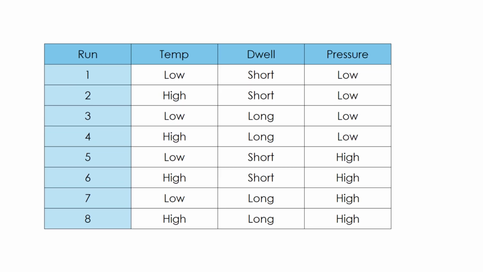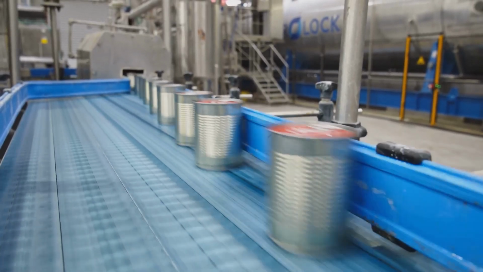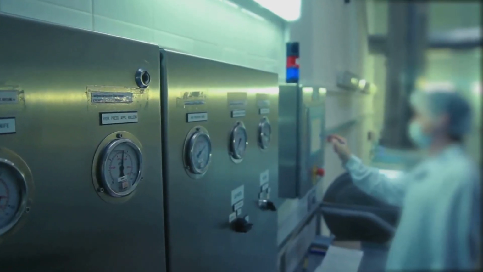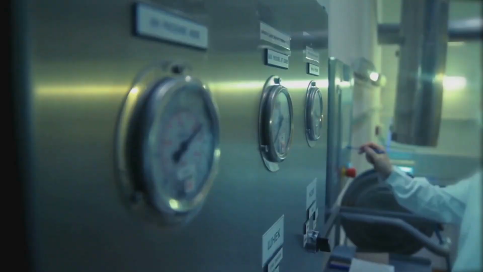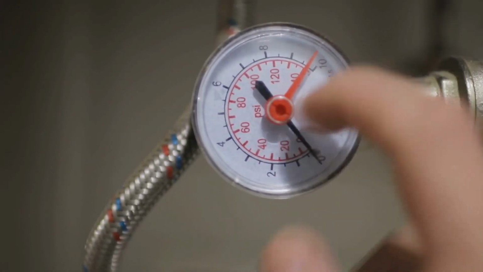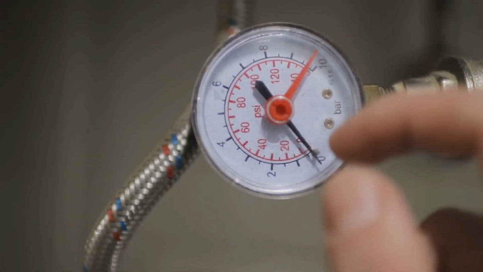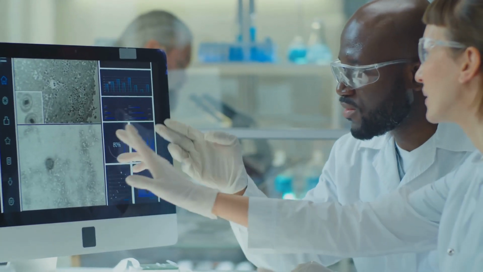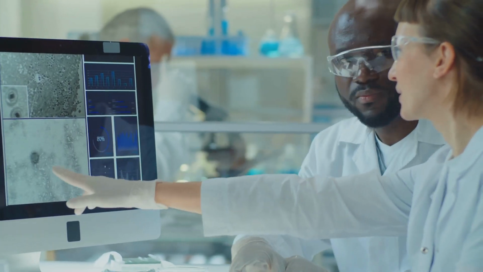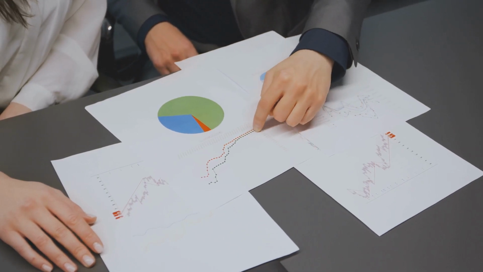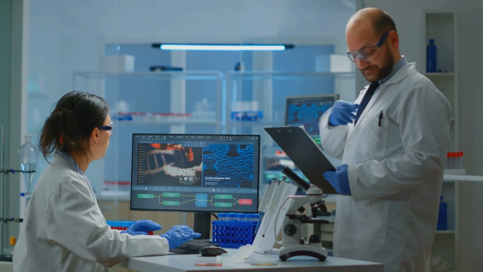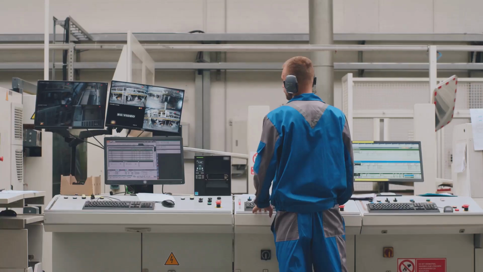Here's what the 2 cubed matrix looks like. Let's say we're trying to improve the quality of a sealed food package. We choose 3 input factors: sealing temperature, low or high, dwell time, short or long, and pressure, low or high. Each run tests a unique combination of factor levels. You measure the response, say seal strength or leak rate, and then use analysis tools like main effects plots and interaction plots to determine which factors are most influential. The beauty of this design is, it's simple, powerful, and statistically balanced. You don't just learn what matters, you learn how things work together.